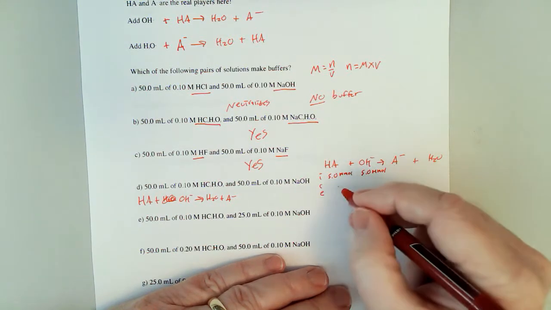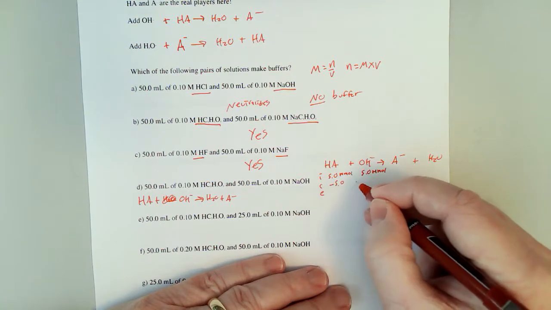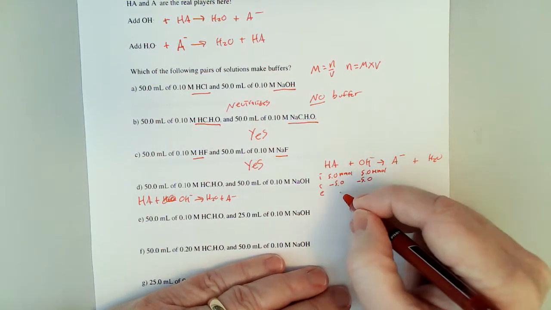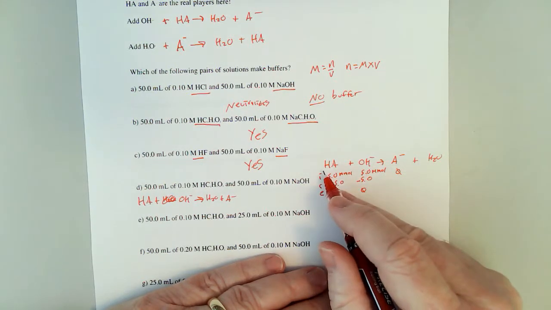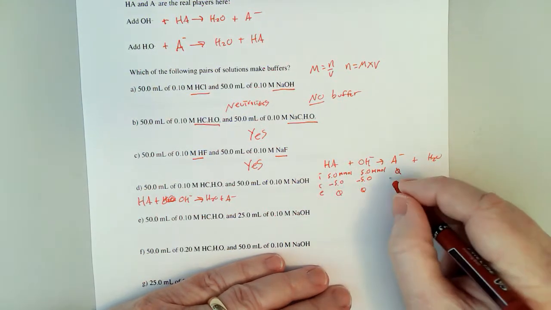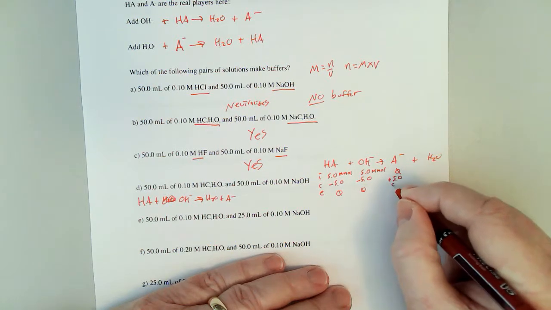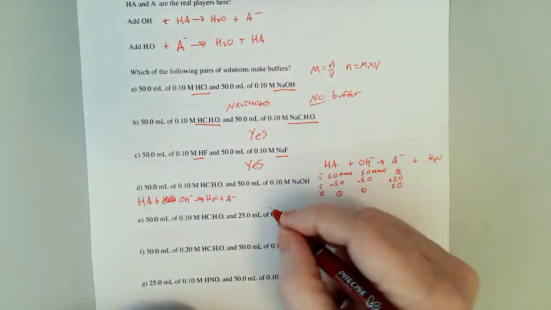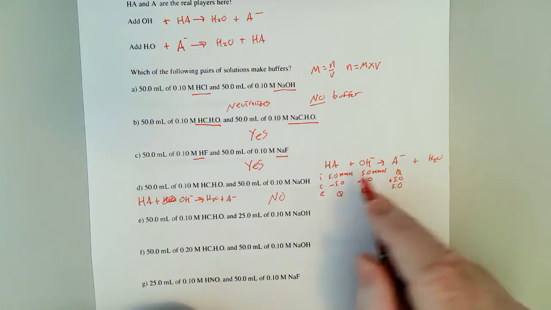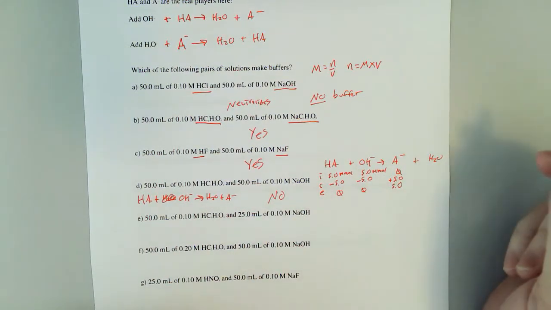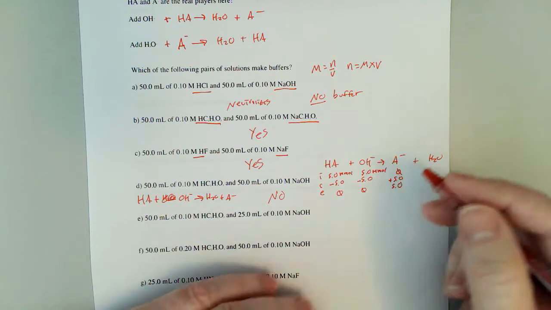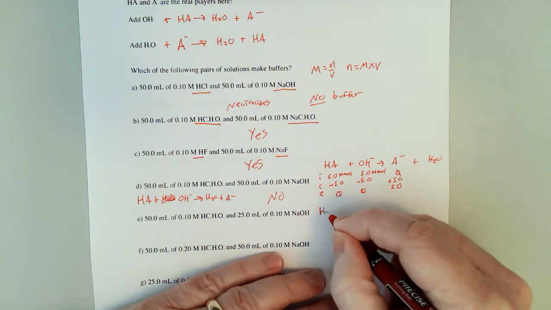So they react with each other. Perfect stoichiometric mix. So when I'm done, I don't have any HA, I don't have any OH minus, and I've gained some A minus. So no, this is not a buffer. I have the A minus, but I don't have the HA. Now let's look at the same thing in E, except with differing amounts.